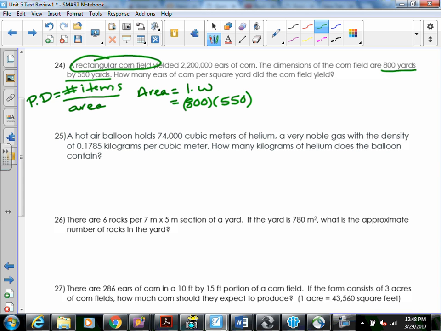All right, what do you get when you do the 800 times 550? Okay, so 440,000 square yards. 440,000 square yards is our area. Now, to find the population density, the number of items is 2,200,000, divided by 440,000.